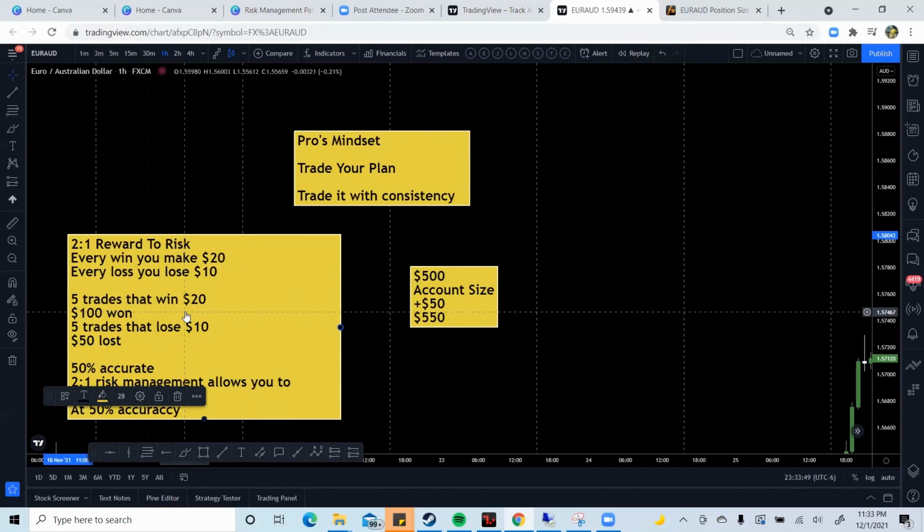So I just wanted to go over this on the charts. I believe it's better to see it visually and to show you that website to where it can actually help you with your position sizing.